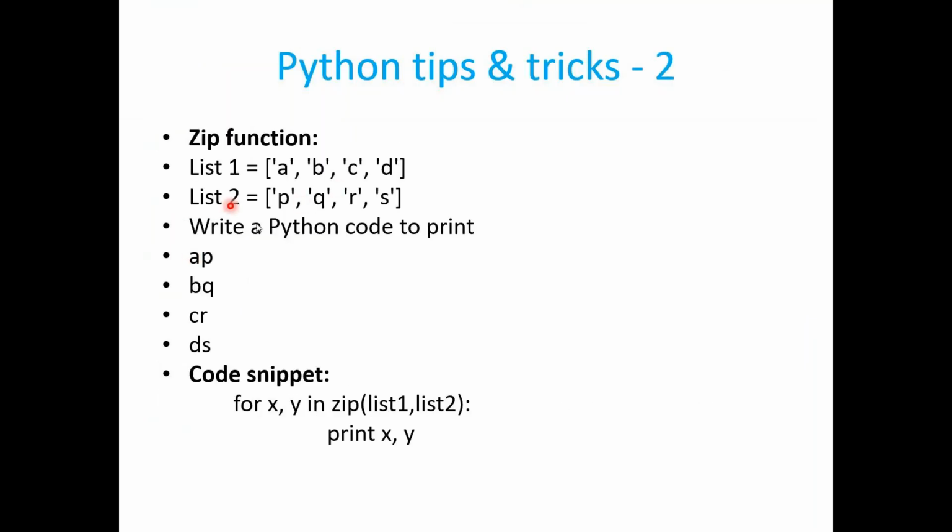So this is again very interesting. Sometimes you may get a question where you have two lists and you have to club the things together. You can use the zip function, which takes two lists as an input and then prints them. So let's see one example.